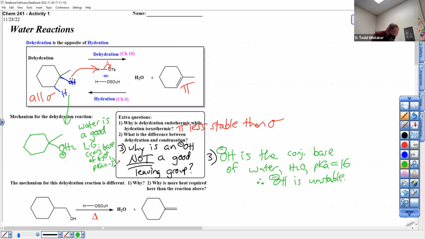And what do good leaving groups tend to do? It's in their name. They tend to leave. So if the mechanism has a secondary or a tertiary oxonium, in this case a secondary oxonium, this mechanism that you're about to do right now is the one you should do. You'll see primary in our example below, but we're not doing that example now. So what am I going to generate by doing that?